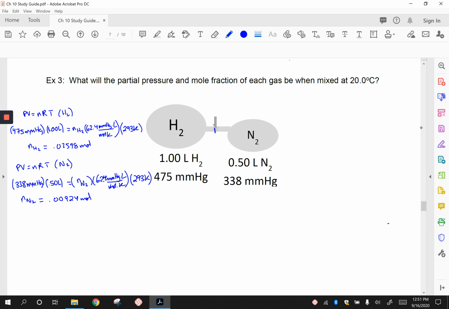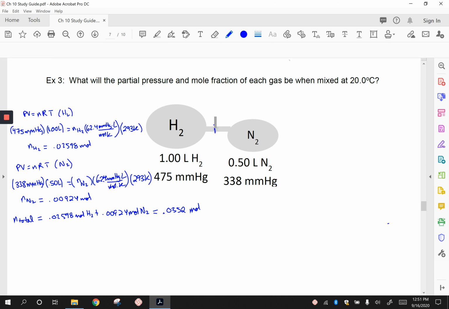My moles are going to be the same, right? I'm going to go ahead and calculate the total moles as well. The total is 0.02598 moles of hydrogen plus 0.00924 moles of nitrogen. So my total moles are going to be 0.0352 moles.